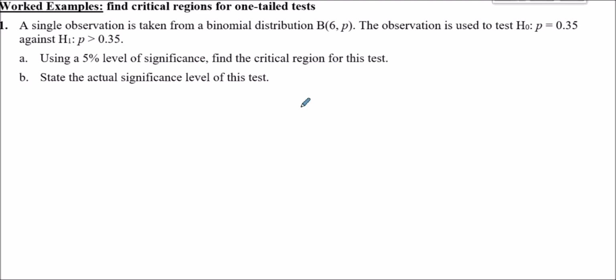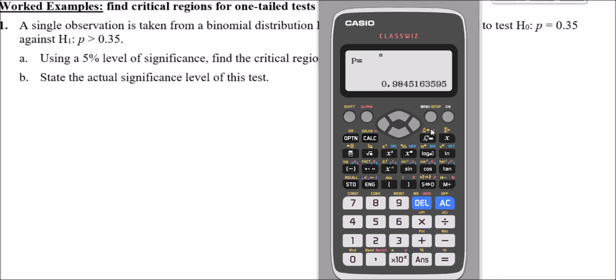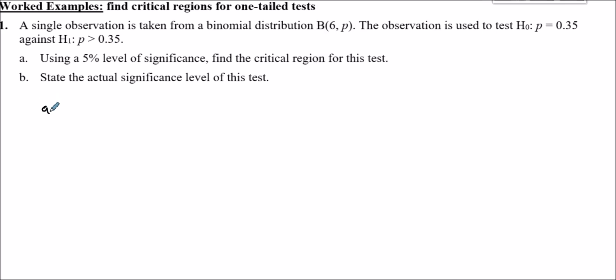So what we need to do is to type in our parameters correctly. So menu 7, almost always it's going to be binomial CD. Press 2 for variable, and number of trials is 6. Assume H0 to be true, so P is 0.35. So we always start by assuming H0 to be correct. And if we assume H0 to be correct, then we're assuming that the distribution is binomial with 6 trials with probability of success 0.35.